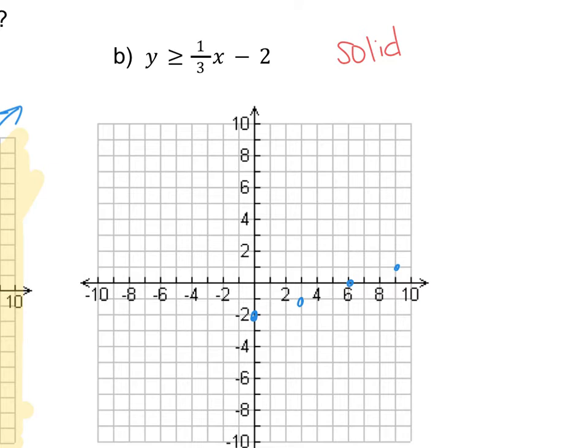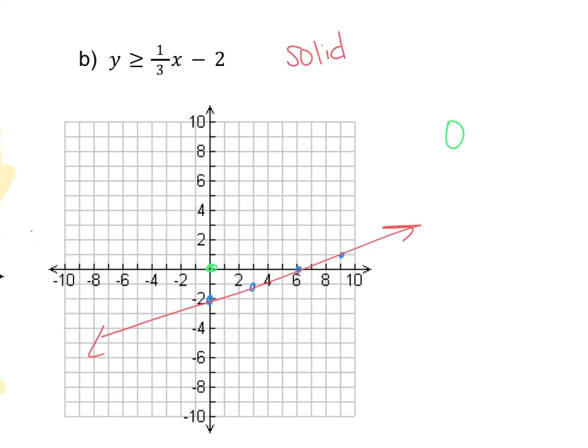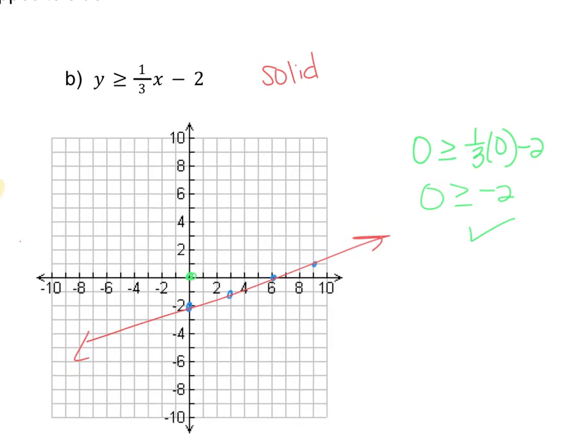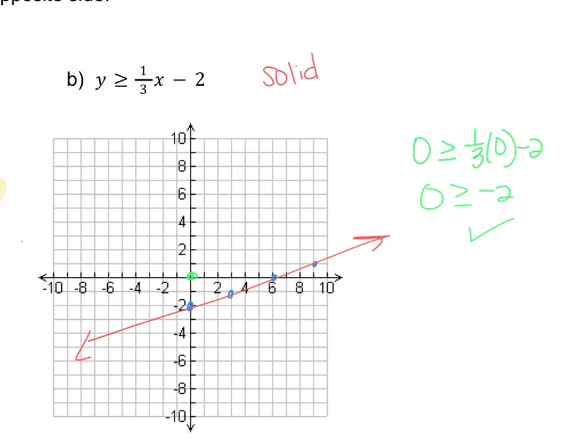Okay, let's try it one more time. All right, so what test point am I going to pick? You're right, 0, 0. Let's do it in green. Okay, so is 0 greater than or equal to 1/3 times 0 minus 2? Okay, so 1/3 times 0 is 0. So 0 minus 2 would be -2. Over here, is 0 greater than or equal to -2? The answer is yes, that works. So we're going to shade that half plane.